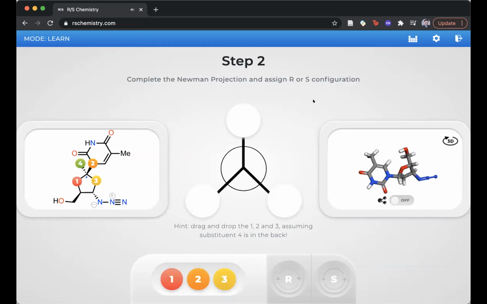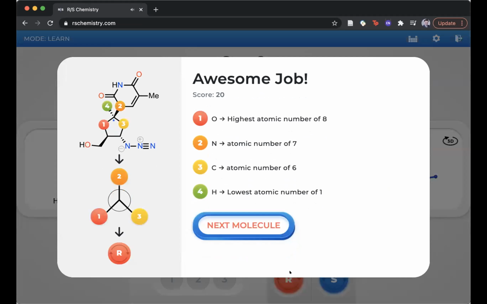All right, so then now we're going to make our Newman projection. So the hydrogen's in the back already, so we don't have to worry about doing any rotation. And it looks like number 1 is on the bottom left. Number 3 is in the bottom right, and number 2 is on the top. So would we call that R or would we call that S? To me, it looks like we are rotating clockwise, so it looks like that should be R. And we did it. We got the answer correct.